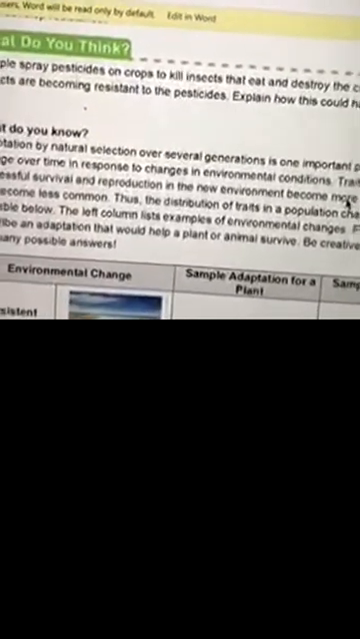Good afternoon, my loves. We're in the week 5 packet. We're on the article, at the end of the article. We just read about the antibiotics, and now we're at the question that says, what do you think? And it asks about pesticides.